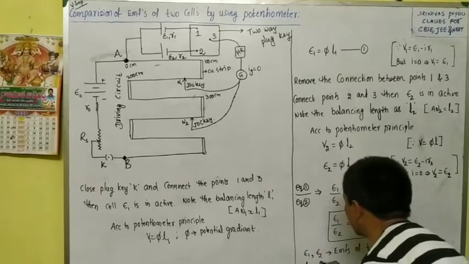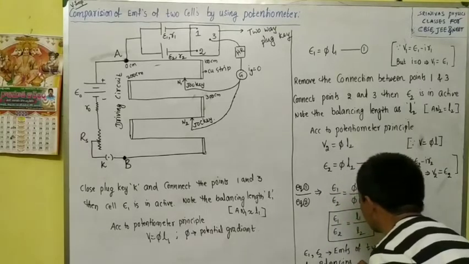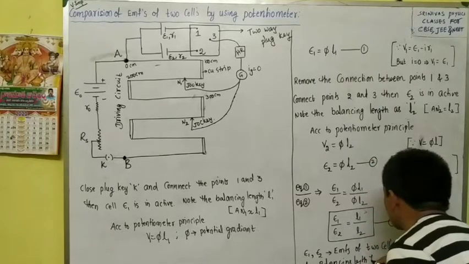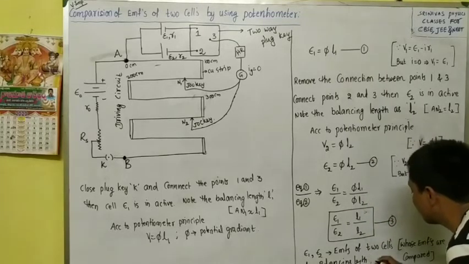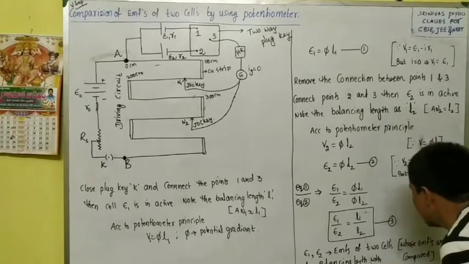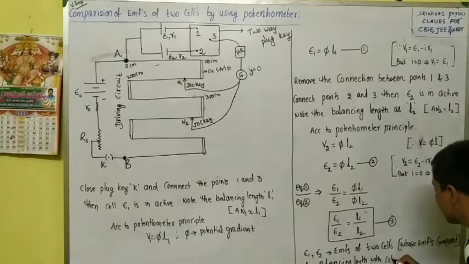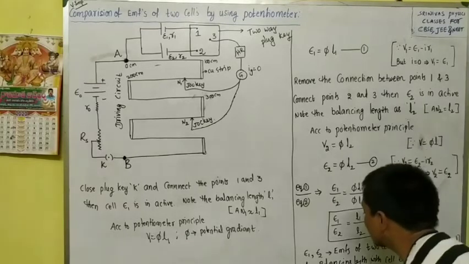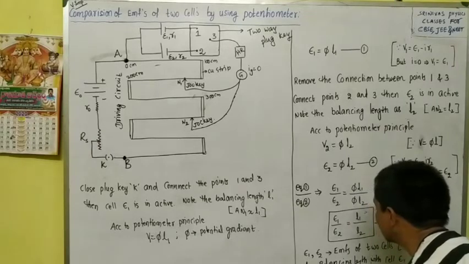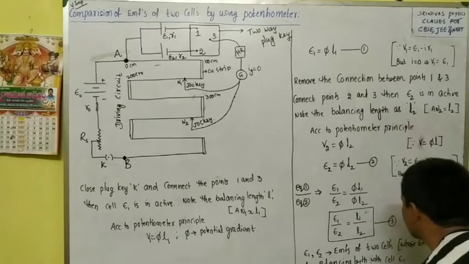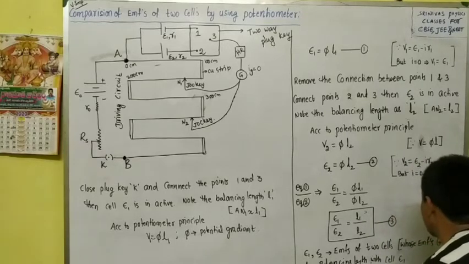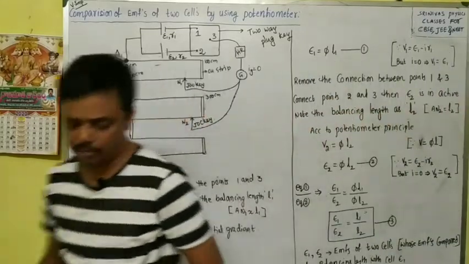L1 is the balancing length with cell E1. L2 is the balancing length with cell E2, the cell whose EMF is compared. For the first cell and the second, it is very simple to compare the EMFs of two cells.